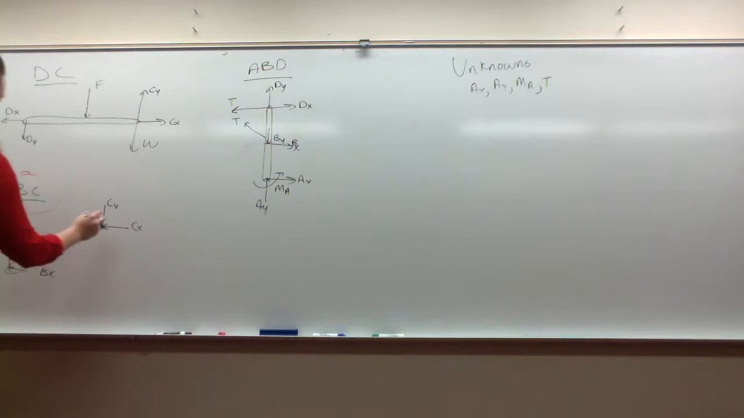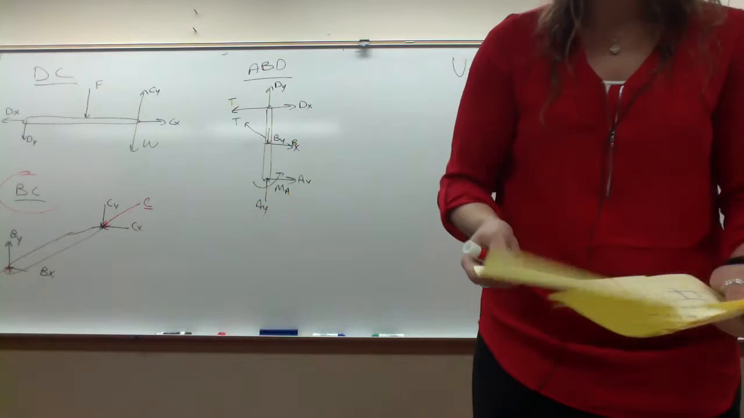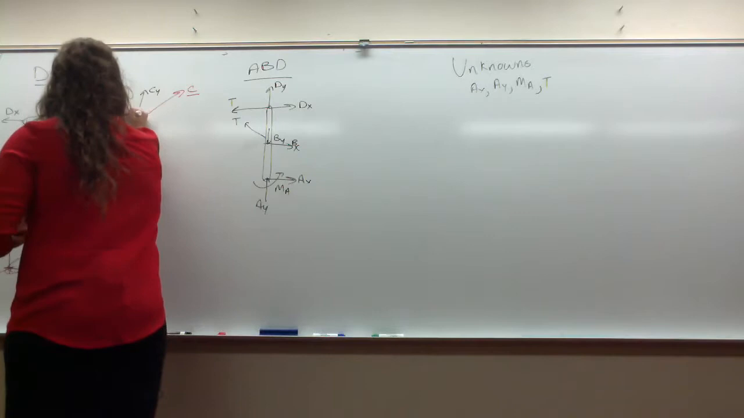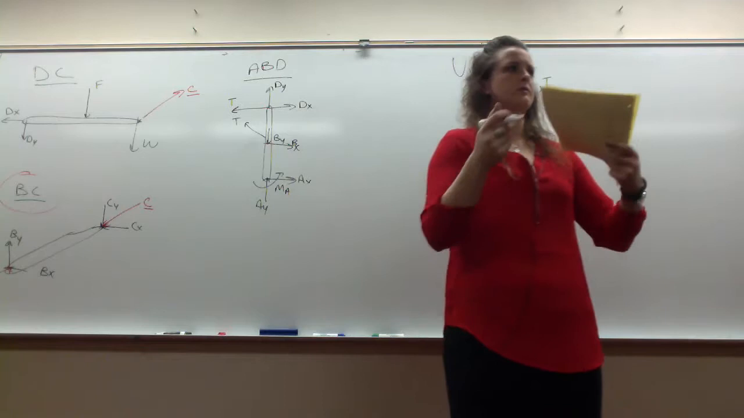And I know that in order for there to be equilibrium, the resultant force of the constraints at C and B need to be equal and opposite. Is that ringing any bells? Rigid bodies way back. Okay. So now we can go through and update our rigid body free body diagrams with our known resultant force of the two force members.